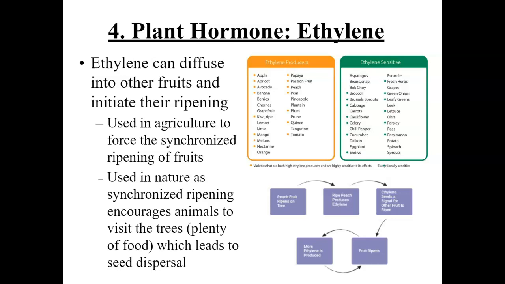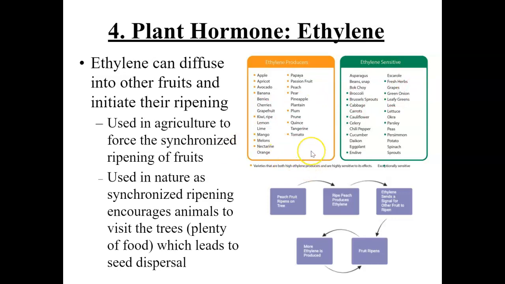It's also used in nature because as one fruit becomes ripe, it leads to the next fruit becoming ripe, and so on. And so again, synchronized ripening would happen in nature. And this is important because then it attracts all the animals. So if we have all this nice ripe fruit, all the animals come, they eat the fruit, and then they carry the seeds away and typically eliminate the seeds in their waste. And so it plays a really important role in seed dispersal.